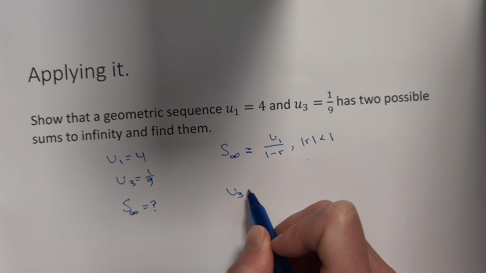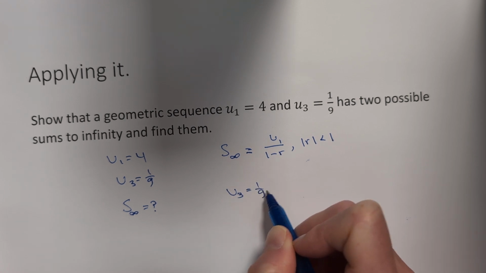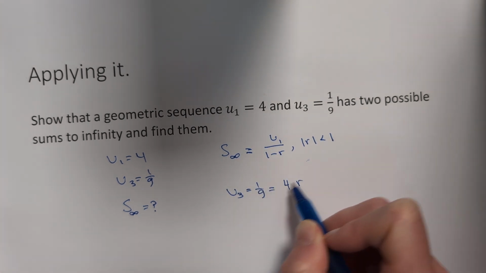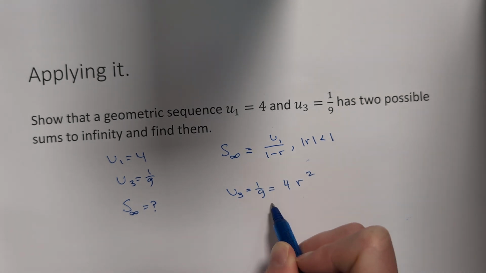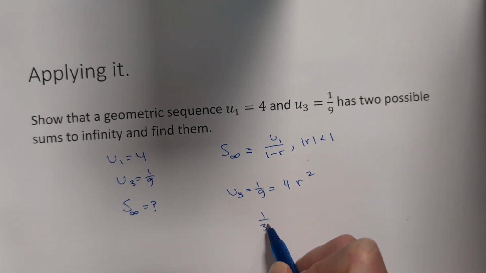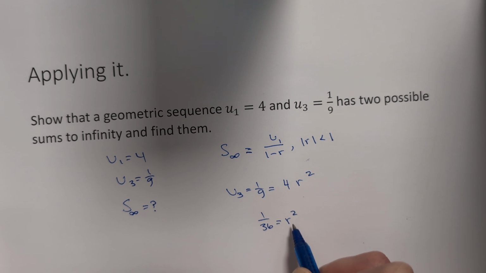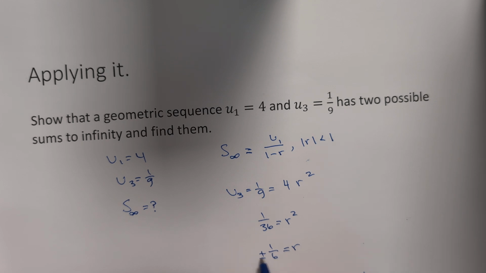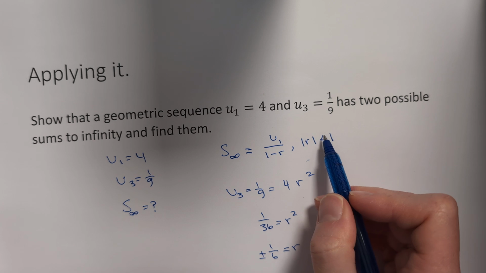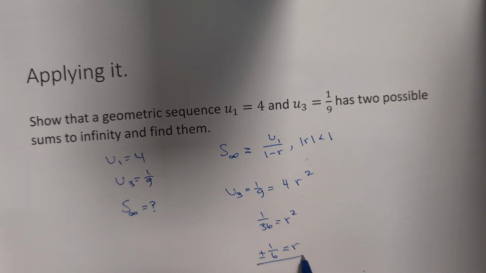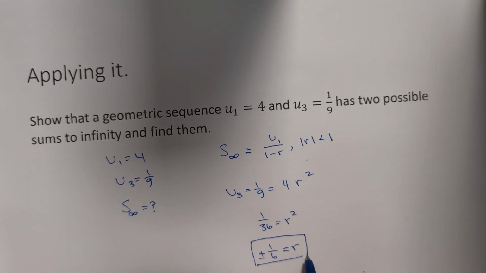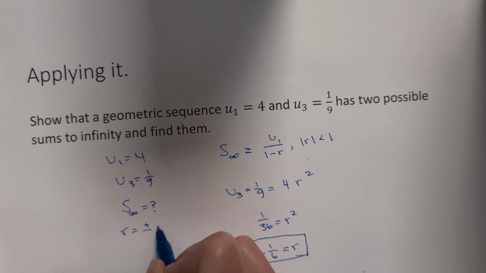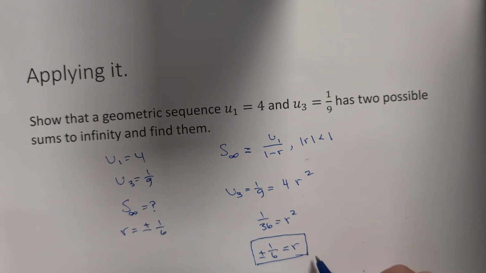u sub 3 is equal to u sub 1 times r to the 3 minus 1, or 2. And if you solve this, you get 1 over 36 is equal to r squared. And the square root of 1 over 36 is plus or minus 1/6. And because the absolute value of both of these is less than 1, the series converges and there's a sum to infinity. So this is the first thing we need. So r is plus or minus 1/6, and both of those have a sum to infinity.